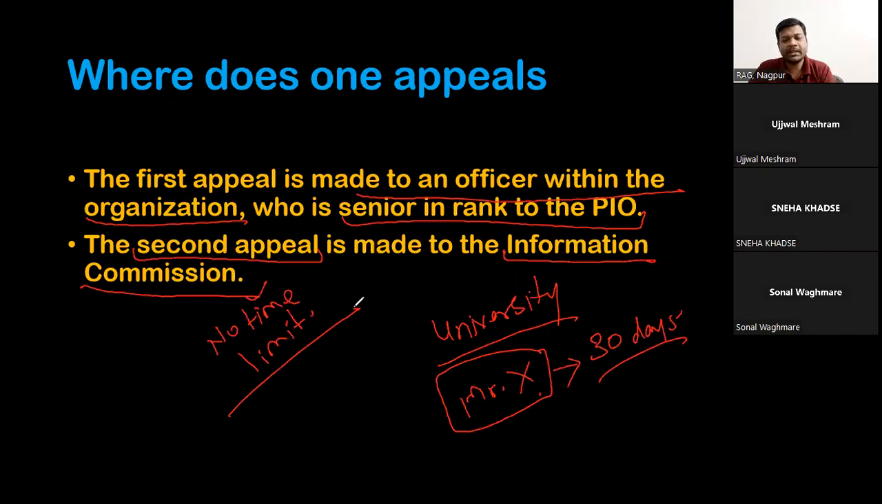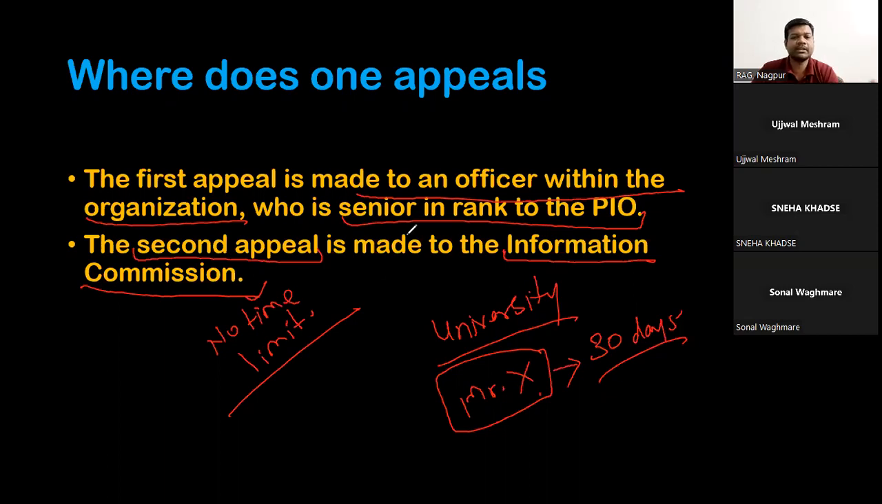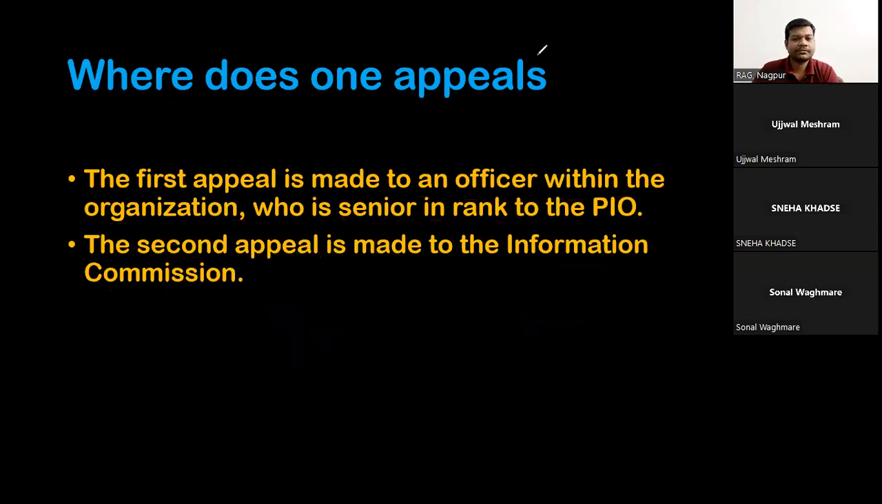Okay, the second appeal, that means the appeal in the Information Commission. They will decide whether to provide you information or not, or even to take any action on your application or not, right? So these are the two ways where you can apply for RTI.